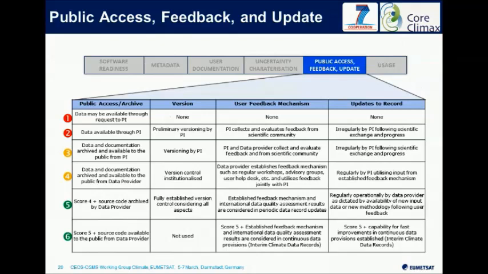So the highest score is for the capability for fast improvements and continuous data provision being established. That is like interim climate data records. That means it may not be a full-fledged climate data record, but the last month's data is available this month, or last week's data is available this week, something like that. So there is a mechanism for providing continuous data in a timely manner.